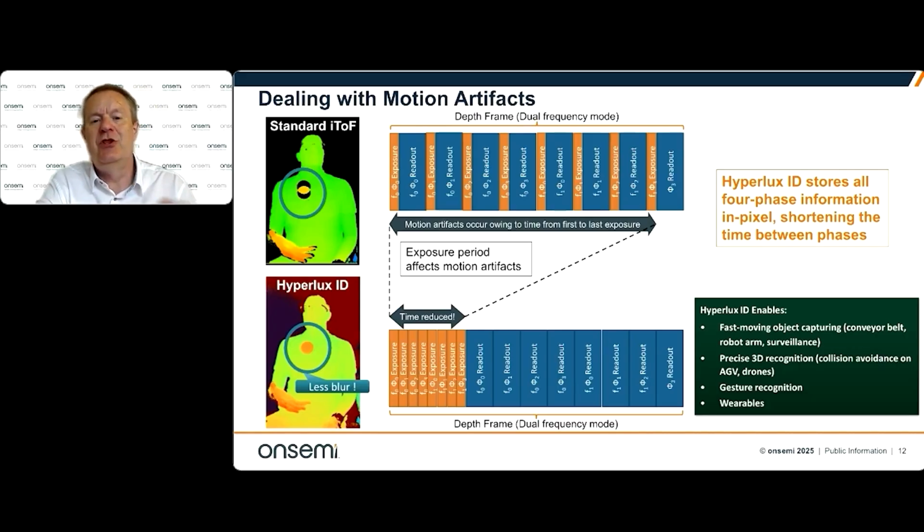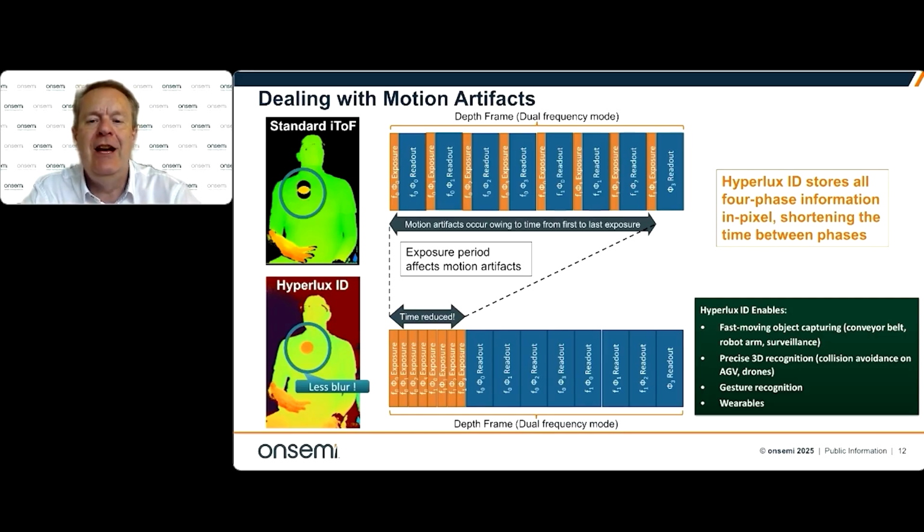So in this case, we're showing dual frequency with 4 phases of each. So there's 8 readouts and 8 exposures. There's a huge time lag between the first exposure and that last readout. And it's that exposure period that affects motion. So if you've got motion, you're not doing a full deterministic realization of where that object is. In that diagram on the left here, you're seeing someone throw that ball up, and you're seeing some blurring in there. So what does Hyperlux ID do to overcome that?